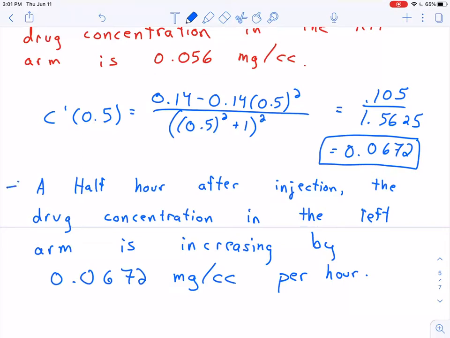So this is how I would interpret it. So for the most part, interpretation, even though we use the quotient rule, is still exactly the same. We're still talking about the derivative. The derivative still represents the rate of change, the slope of the tangent line. We just need more tools to find the derivative in these new circumstances.